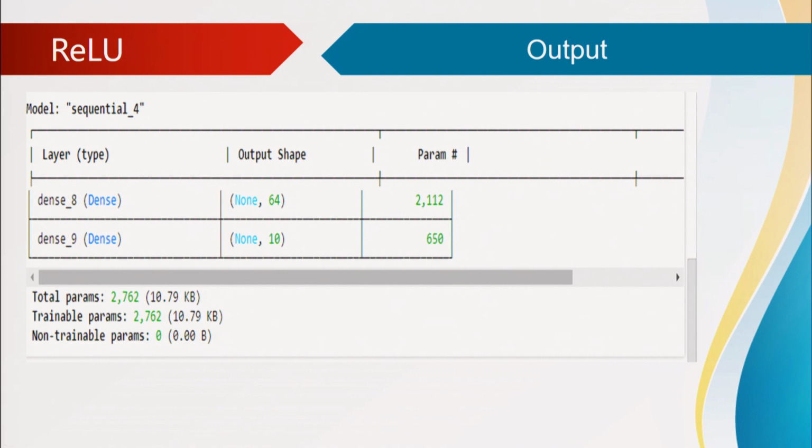Here we see the model is sequential, we have applied dense layers, the output shape is defined, and these many parameter values have been taken. The total parameters is 2762, trainable parameters is 2762, non-trainable parameters is 0. So, how the sequential model has to be activated using the ReLU function in deep learning networks has been discussed. So far we have discussed how the tanh and ReLU functions are implemented using the Python libraries.